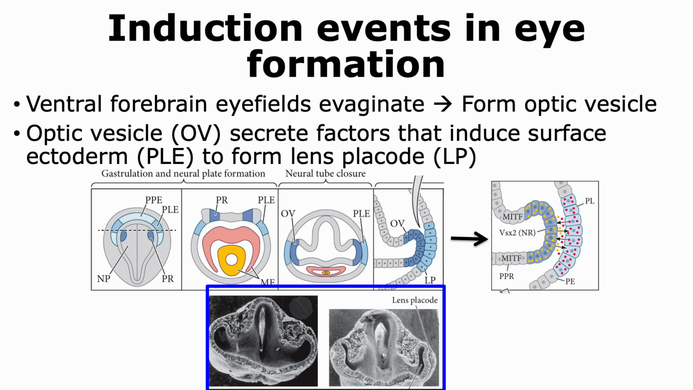Now we can also see the same process in the figure that is shown below. But in this case, what I want you to pay attention to is the portions that are in the blue box, where we can see on the right, the lens placode has formed and hence it is thicker. So as I had mentioned before, a placode is nothing but a thickening of the ectoderm, and this is what you can see here. Now this is called the lens placode because this region is going to form the lens of the eye.